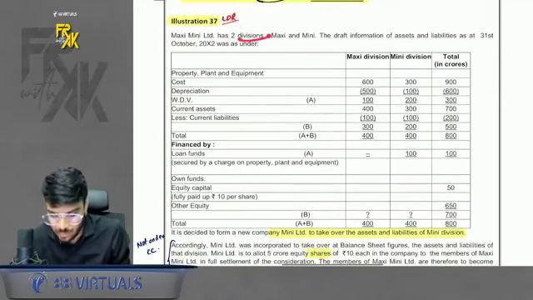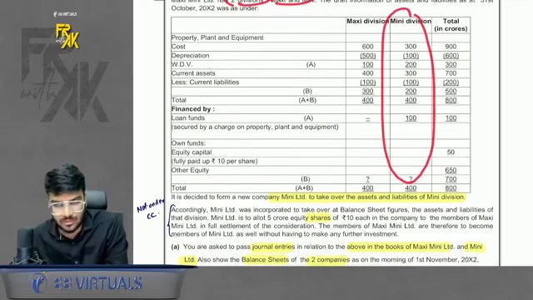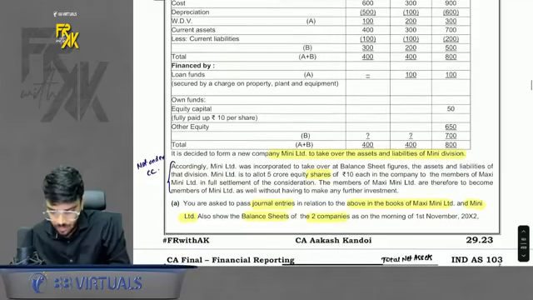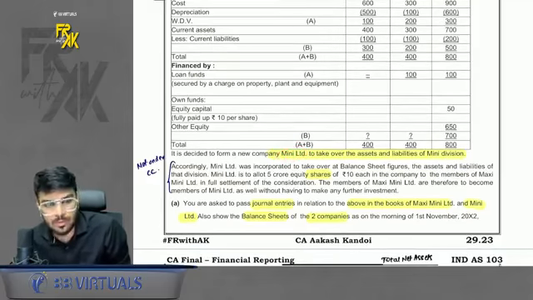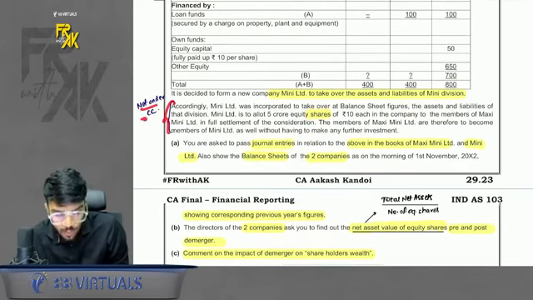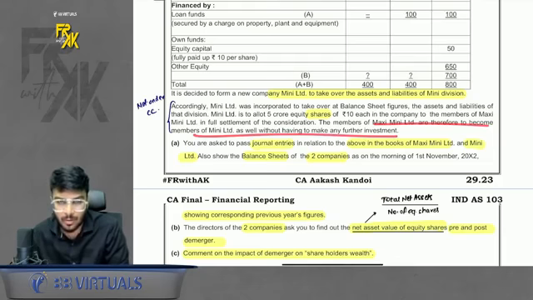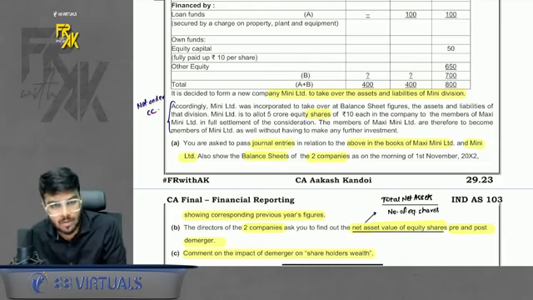Maxi Mini Limited has two divisions, Maxi and Mini. So I'll just simplify this for you. They are removing the Mini division and transferring it to Mini Limited, a new company. In PC, they are giving shares, but there is no info of any major shareholder. So because there is no info of a major shareholder, you can assume it to be not under common control.